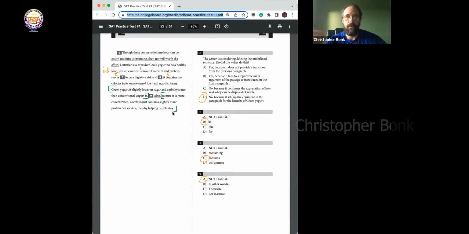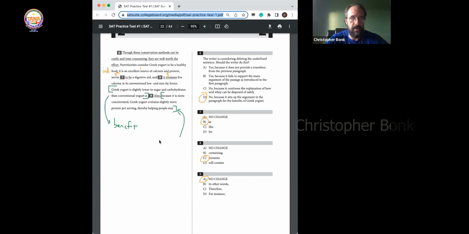It may sound okay in your head, but there will only be one that illustrates the relationship correctly between the sentences. So the first one, Greek yogurt is slightly lower in sugar and carbohydrates than conventional yogurt is. That is just going to be a benefit of the Greek yogurt. And then our second one, right after, because it is more concentrated, Greek yogurt contains slightly more protein per serving, and then it continues on from there.